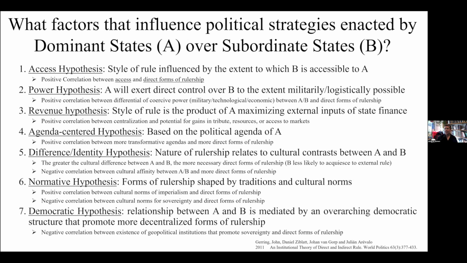Hypotheses 1 and 2 here, the access hypothesis and the power hypothesis, are basically the notion that empires will exert the most direct form of rulership, of political control, that's within their means. So the access component gets into spatial proximity. An empire will exert direct control over places closer to the core and more indirect forms of political control further away.